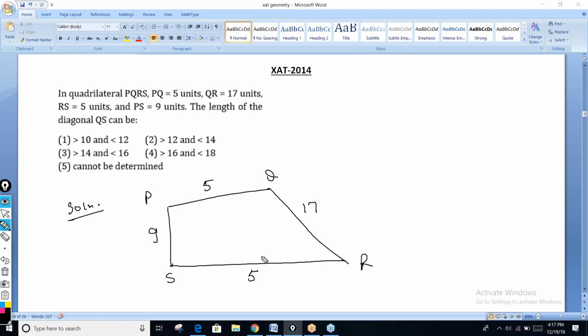You need not be bothered about whether it is looking lengthy or short. No need to be bothered about that. The length of QS can be... Now in this question, only the basic property of triangle we can use.